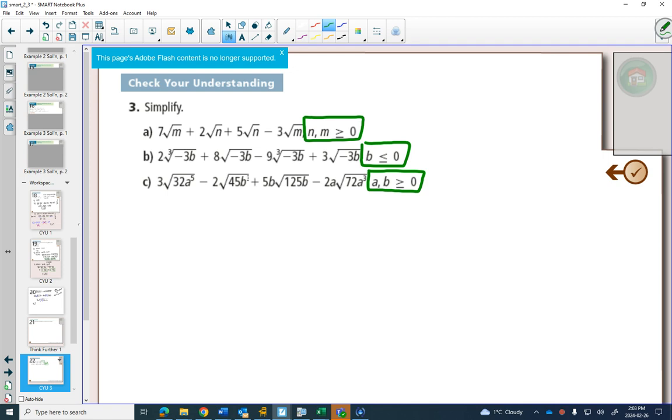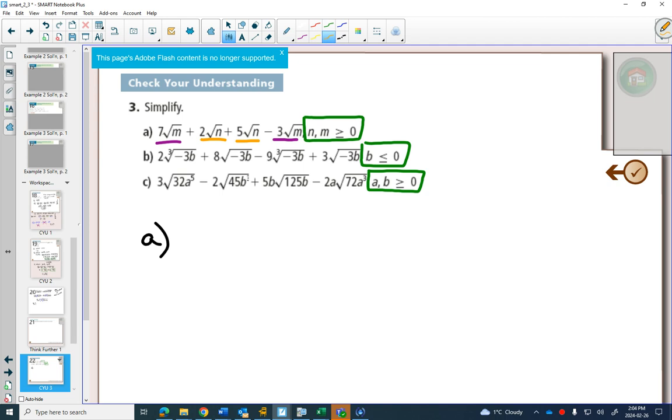So when we get to part A, it's just a matter of, can we add and subtract like terms? This one is already in simplest form. They're already mixed radicals. Inside the square root is nothing else that we can simplify. These two are like terms, and these two are like terms.